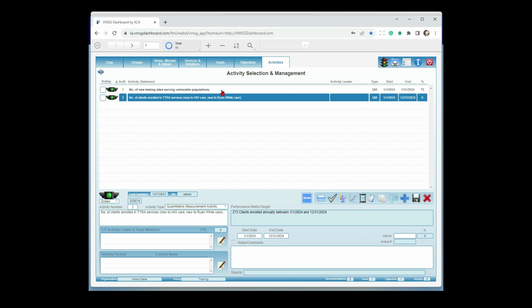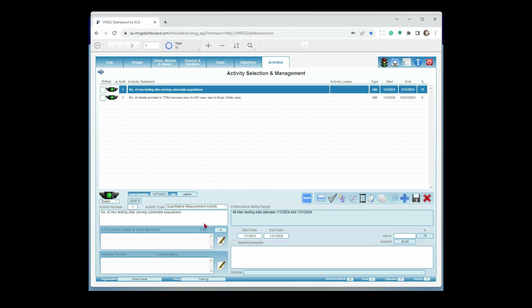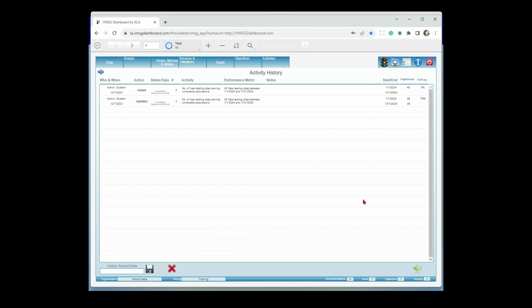Yep. So what you're doing in here with the QM activity is we're saying our target is to get to 48. In this case, I put 24, should be 26 in here. And right now it says we're at 36. And that's going to be the historical record that's kept here, that we are currently at 36 of 48, over here, if you see on the right.